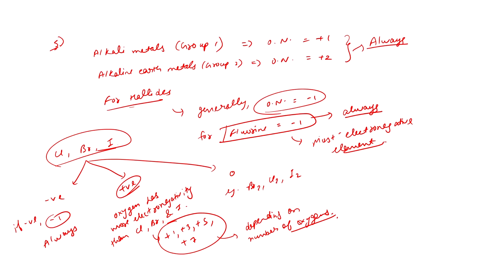Then I have discussed that there are certain groups that generally carry the same oxidation number. Alkali metals, that is group 1, always have an oxidation number of +1. Alkaline earth metals always have an oxidation number of +2. For halides, fluorine always has an oxidation number of -1. Chlorine, bromine, iodine, mainly they have an oxidation number of -1.